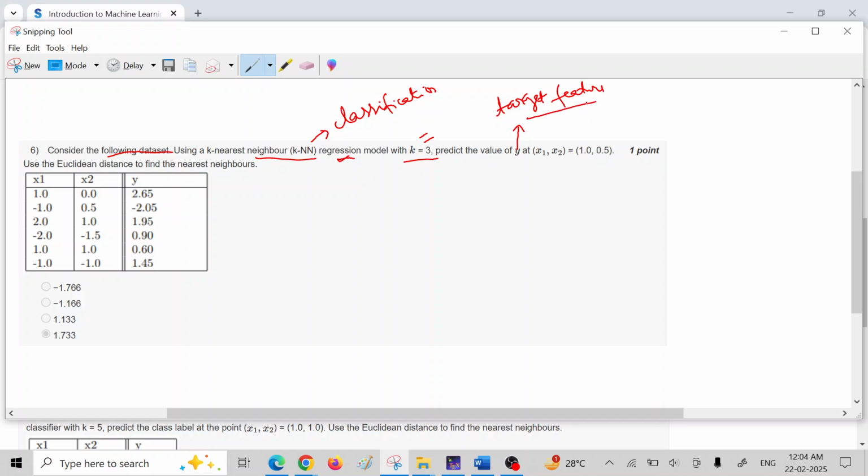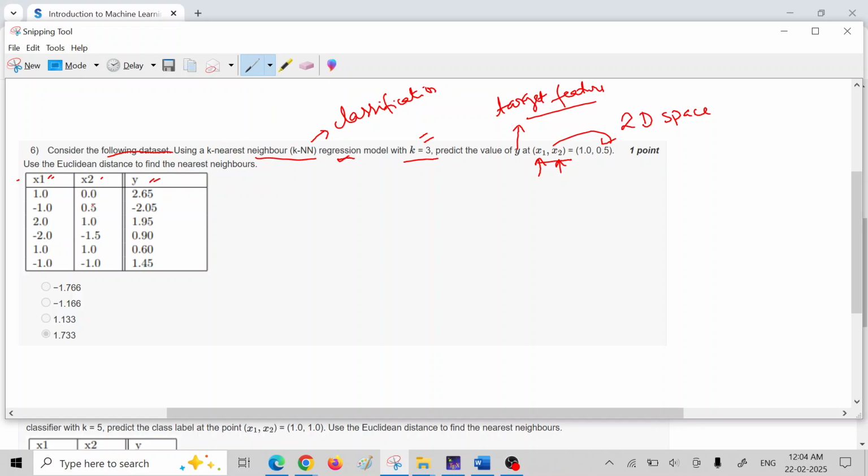the y feature corresponding to this one new data point x1 comma x2, and this data point is in two-dimensional space. That's why there are two features, x1 and x2. The data set that is given also has two dimensions, two features x1 and x2, and the third feature y is nothing but the target feature.